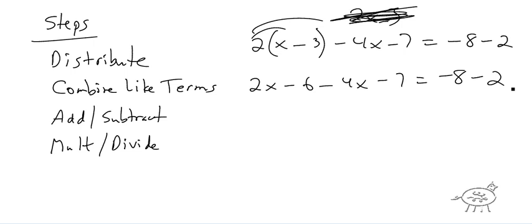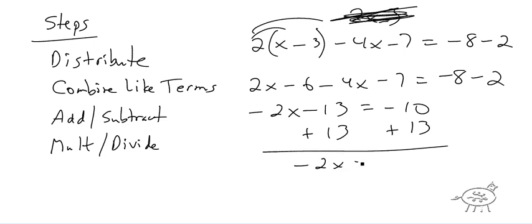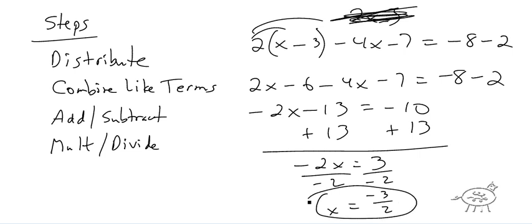Next thing, combine like terms. 2x minus 4x, negative 2x, negative 6 minus 7, negative 13. And negative 8 minus 2 is negative 10. Okay, that's pretty mellow. And then we add and subtract, so plus 13 to both sides. And we get negative 2x equals 3 divided by negative 2. So x equals negative 3/2. Okay, a little bit of work, but as long as you follow the rules, distribute, combine like terms, add and subtract, and then multiply and divide. Okay, let's try another one here.